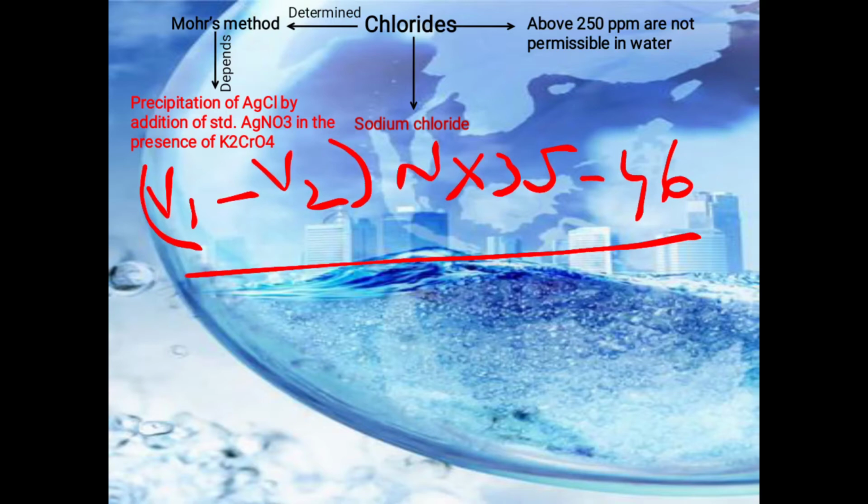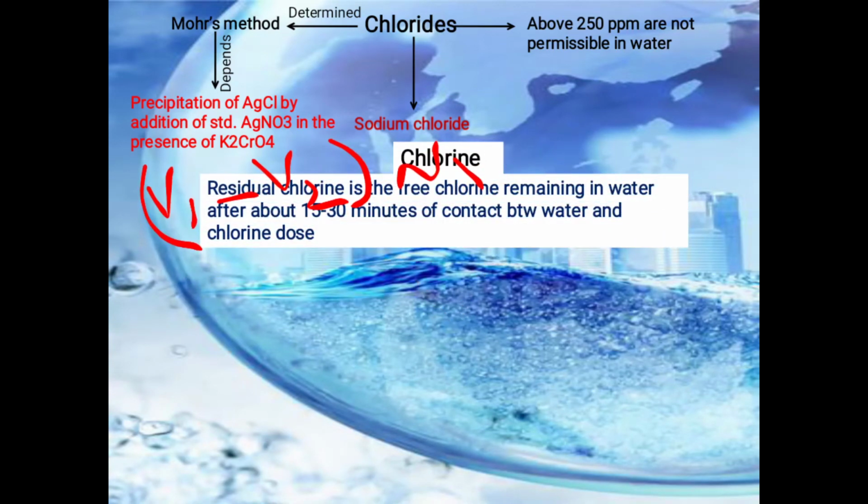Next, chlorine. Chlorine, that is dissolved free chlorine, is never found in natural water. It is present only in the treated water resulting from disinfection with chlorine. The chlorine remains as residual in treated water for the sake of safety against pathogenic bacteria. Residual chlorine means the free chlorine remaining in water after a contact period of 15 to 30 minutes of contact between water and the chlorine dose.